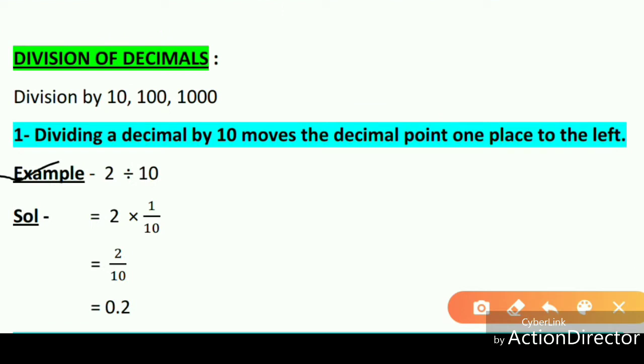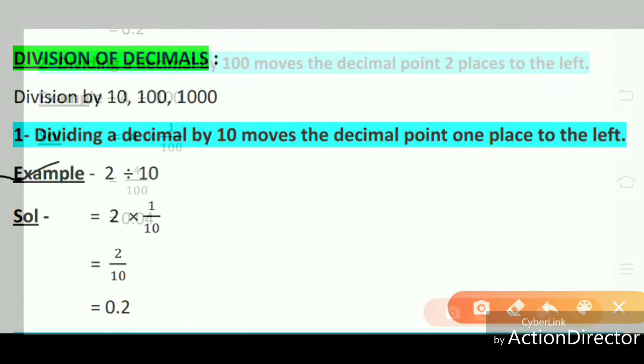Example: 2 divided by 10. Here we take the reciprocal of the second number and the divide symbol changes into multiplication. 2 multiplied by 1 upon 10. So here we get 2 ones are 2 upon 10, and here 1 with a 0. So the decimal moves to the left-hand side by one place. So we write 2 upon 10 in decimal form as 0.2.